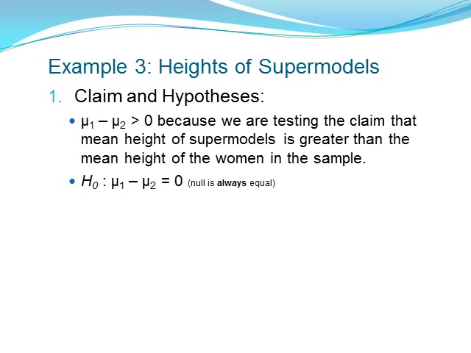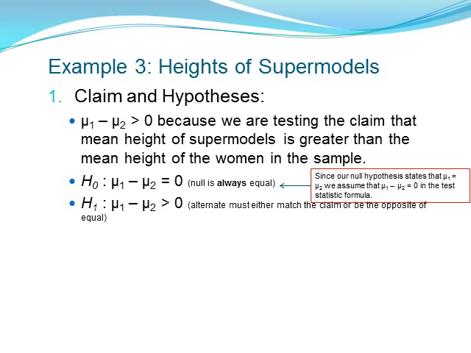The first step is to set up the claim and hypotheses for the test. Since we're testing a claim that the mean height of supermodels is greater than the mean height of the women in the sample, we would set up our claim to state that mu sub 1 minus mu sub 2 is greater than 0. Our null hypothesis is always equal, so this statement would be mu sub 1 minus mu sub 2 equals 0. And then our alternate hypothesis in this case will match the claim. Also, since our null hypothesis states that mu sub 1 equals mu sub 2, we assume that their difference is 0 in the test statistic formula.